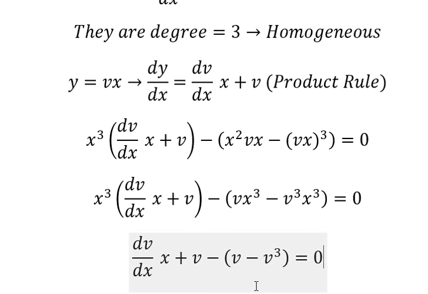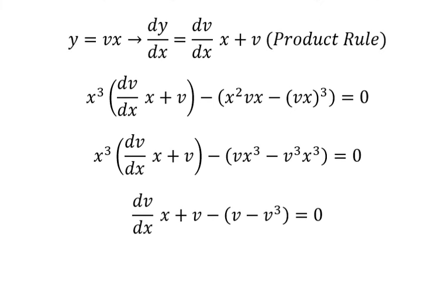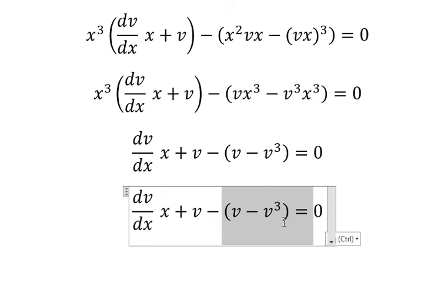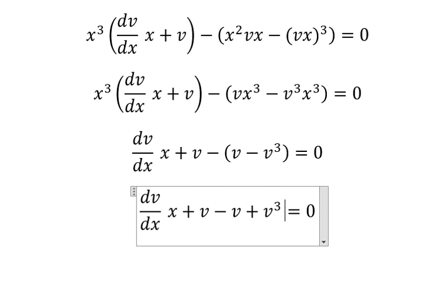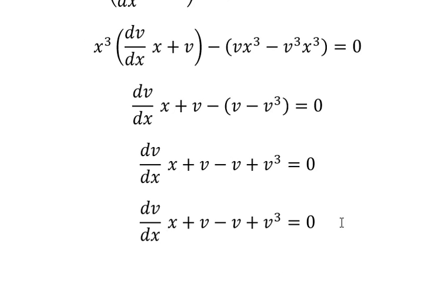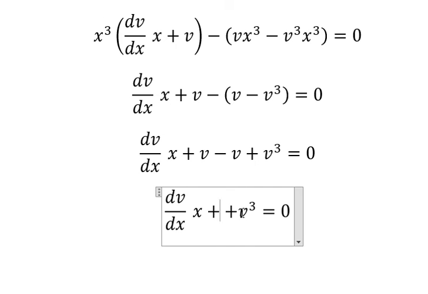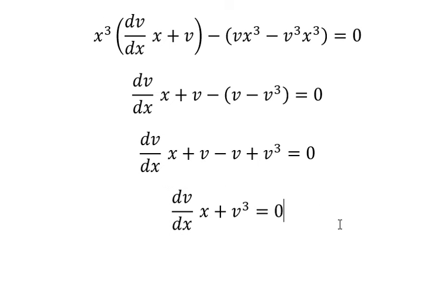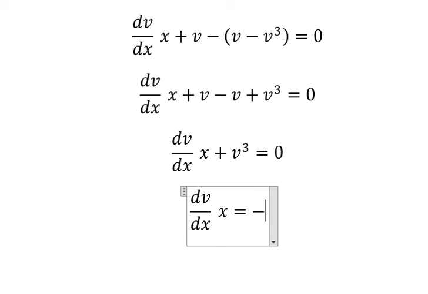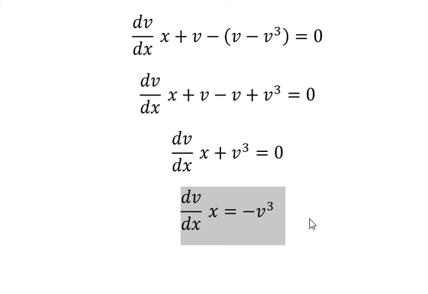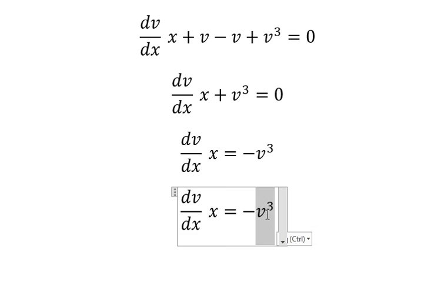Now we need to open parentheses. And this one we have negative v, positive v to the power of 3. Later we simplify this one. Next, about this one I will put on the right. Next, I will put this one to the left, dx and s go to the right.